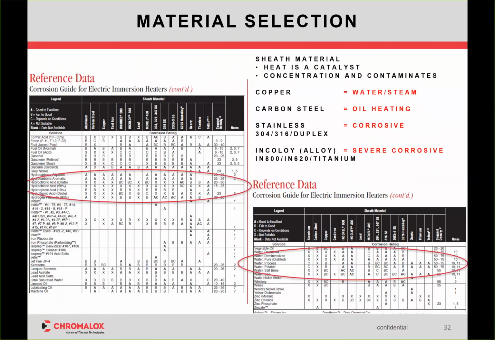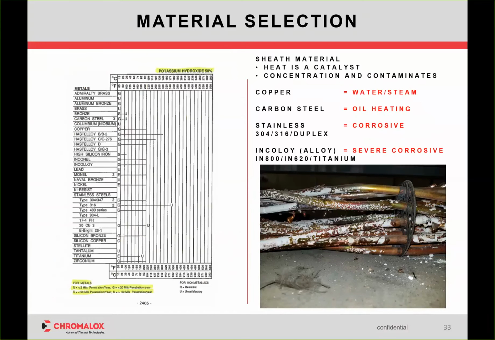So we have recommendations in the back of the catalog, and they're obviously rated A, B, and C. C depends on condition. B is fair. A is always good. That's good to know. And then a lot of them are blank or say X. What do you do when you come across that, or a fluid you're really concerned about? Well, we do have the chemical corrosion guides.